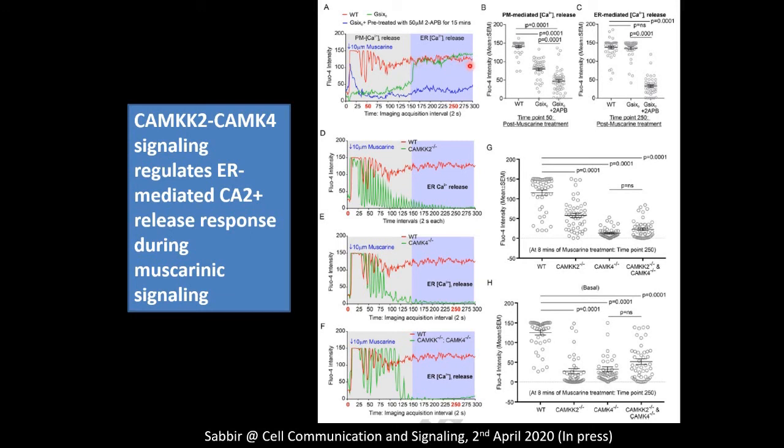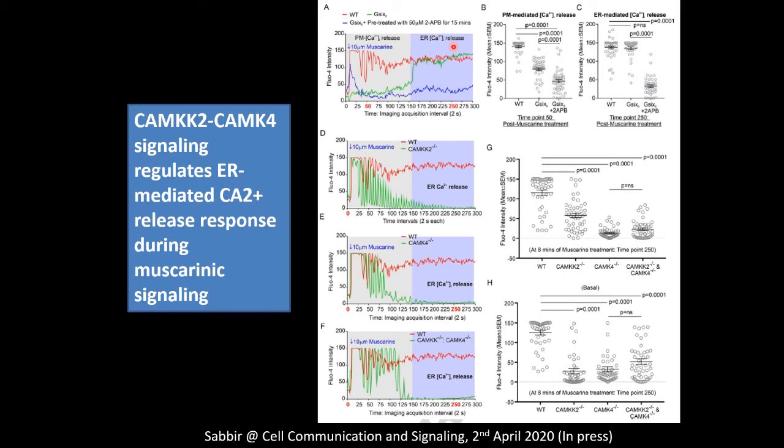Now, the use of G60 cells combined with the IP3 receptor inhibitor helped me to dissect this calcium release response into two components. One, the immediate response, which was designated as plasma membrane mediated calcium release, and the delayed response, that is from 2 to 5 minutes, which was designated as endoplasmic reticulum mediated calcium release.